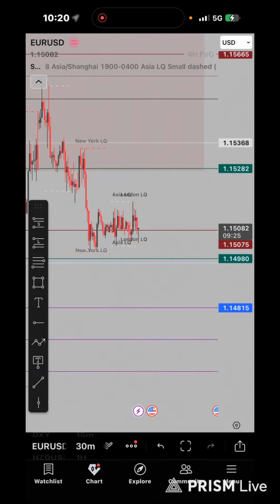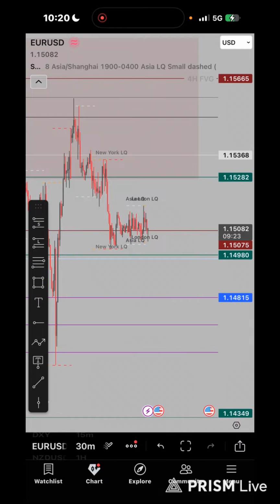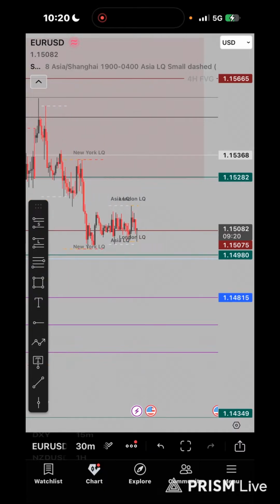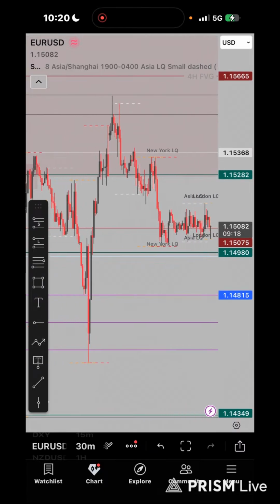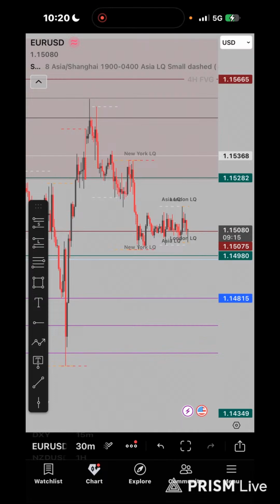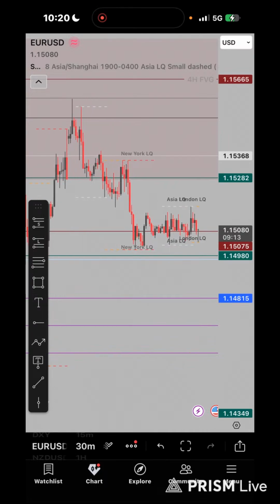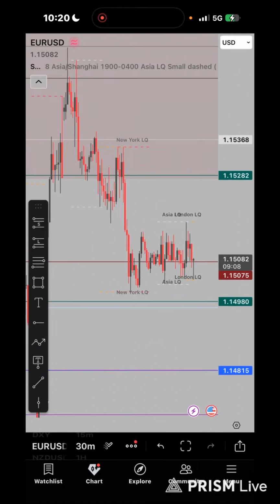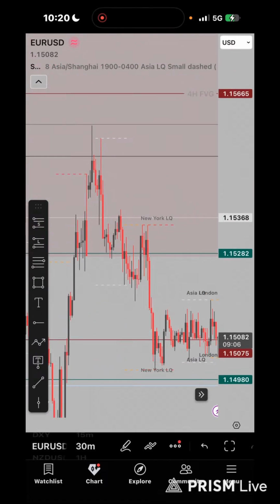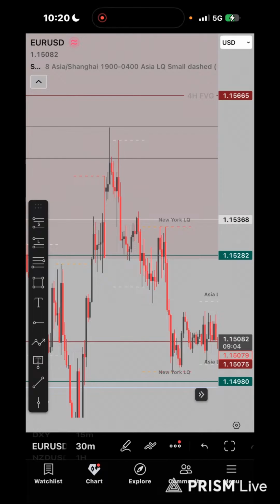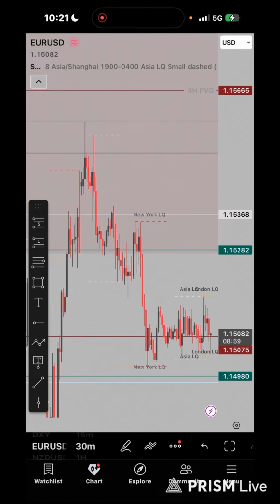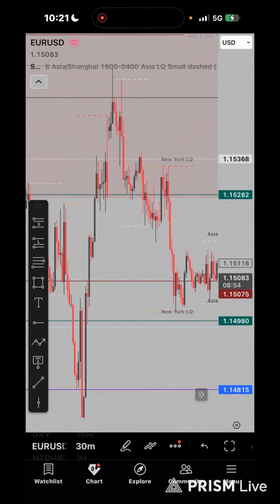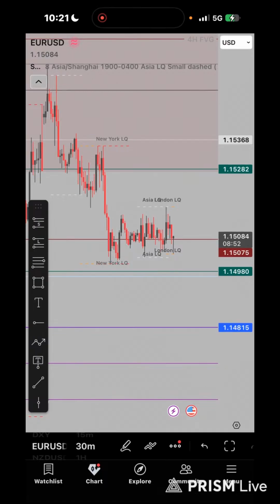Here we go. So at the 1.15368 level, just a bit below that, we have the New York liquidity making a high with London's high. So London's high and New York's high are intact, they were the same. And when we came up here, we took out New York. Asia then created its own range. London came up into Asia, then went down dramatically, and has again consolidated.